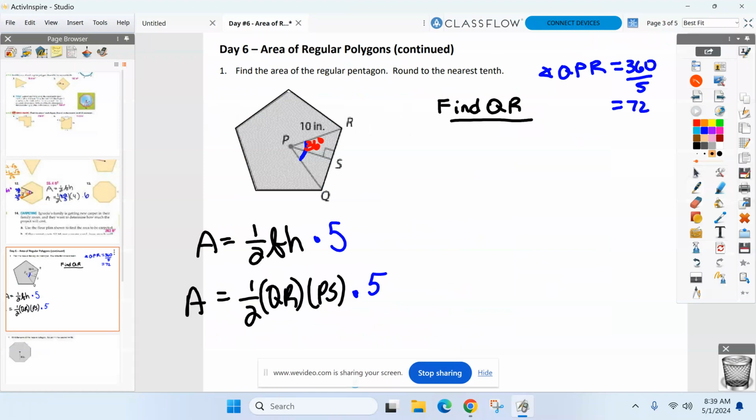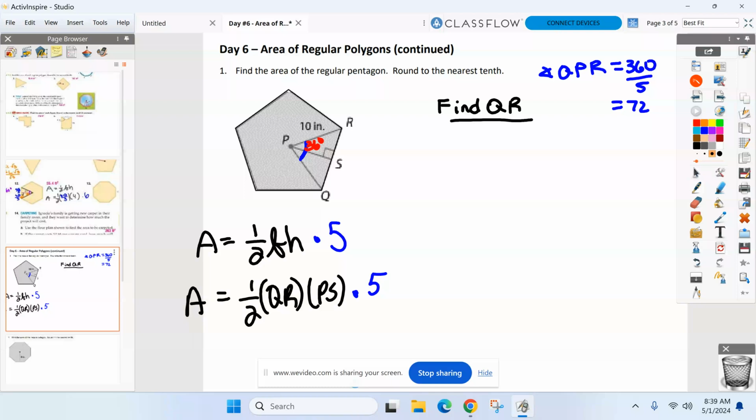Can I use my 30, 60, 90 rules? Nope. How about 45, 45, 90? Nope. This is why today is different than yesterday. What can I rely on, though? It's a right triangle, though. Not Pythag. I don't have enough information. SOHCAHTOA, sine, cosine, tangent. That's the difference today, because I'm going to have to use sine, cosine, tangent to find the height and the base.